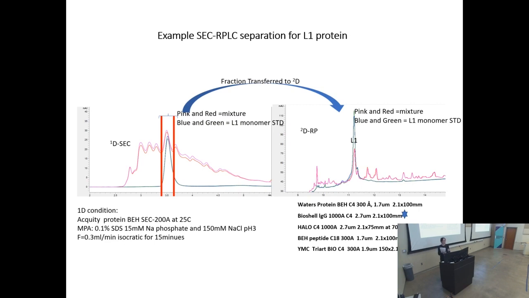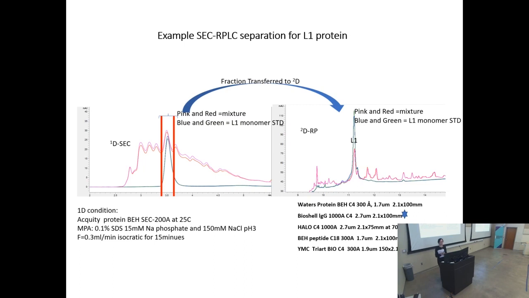So we only cut the part where the molecular weight is similar to the L1 protein. We send this to the second dimension with five achiral reverse phase columns, and we picked the Bioshell C4, with a large pore size, which gave a very good separation.